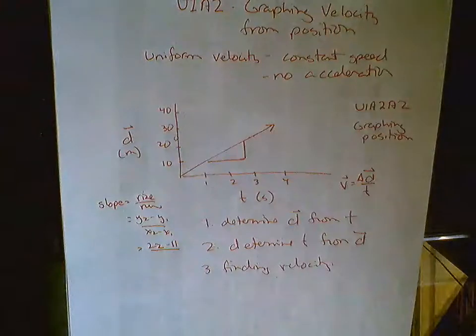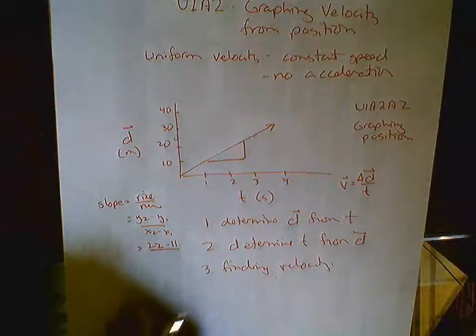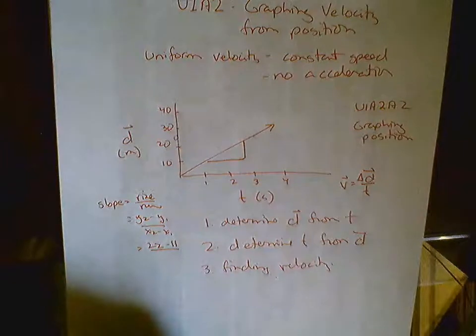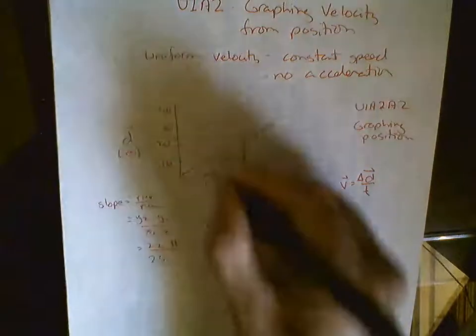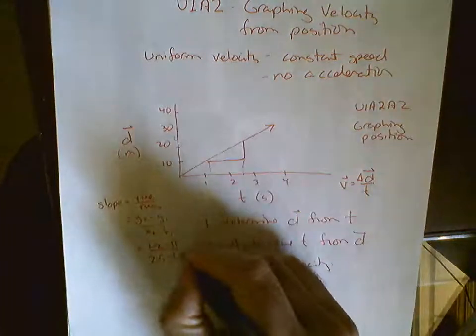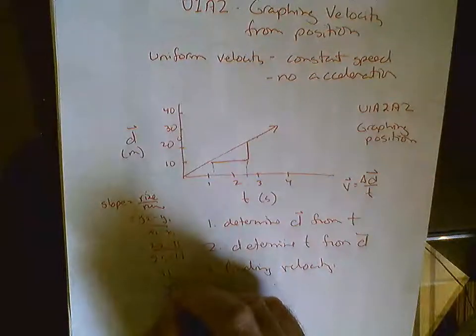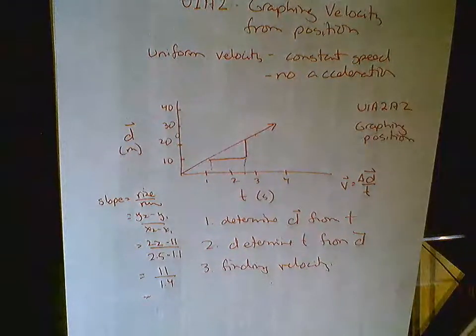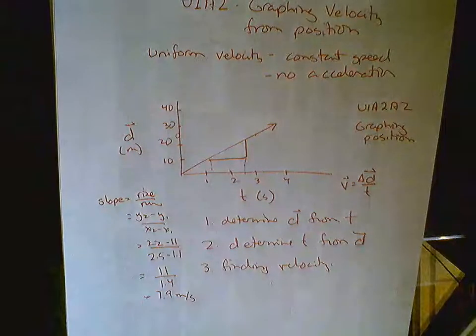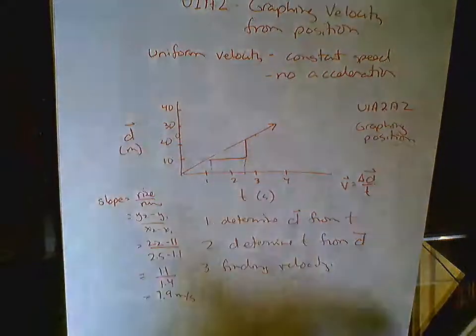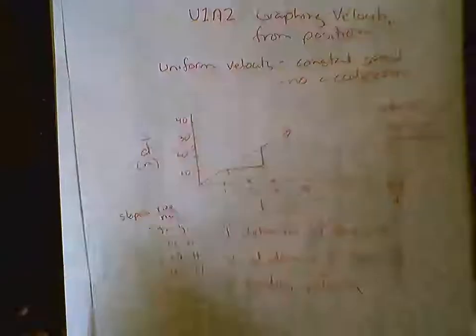Hey, if you need some help with slopes, you're going to have to go into Khan Academy and look at determining slope and do a lesson there to figure it out. Our x2 is about 2.5 seconds and our x1 is about 1.1 second. So it would be 11 divided by 1.4. I'll just do a quick calculation here. And that is about 7.9 meters per second. Those are the 3 calculations you have to be able to do with a uniform velocity graph or a position versus time graph.